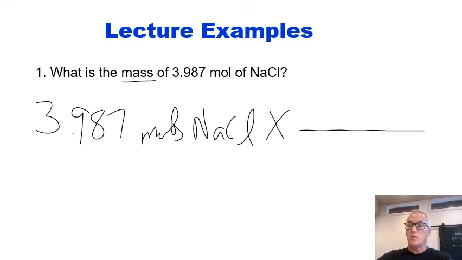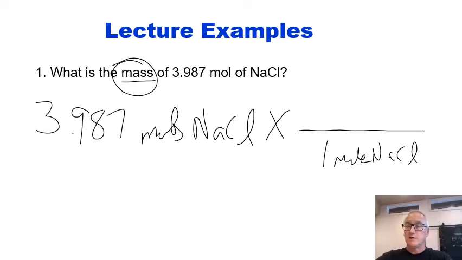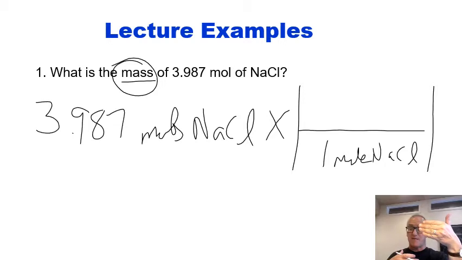Well, I want to get rid of moles of sodium chloride, so I'm going to put that on the bottom. So 1 mole sodium chloride. And what do I want? I want the mass of sodium chloride. So this means that my conversion factor has to have the same amounts on the top and the bottom. On the bottom, I have 1 mole of sodium chloride, and on the top, I have to have a mass. What mass? The mass of 1 mole of sodium chloride, of course. So what's the mass of 1 mole of sodium chloride?